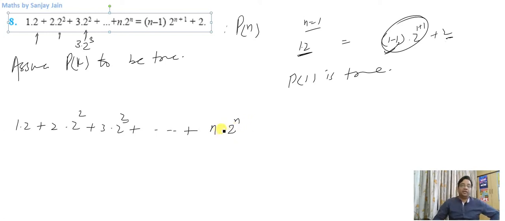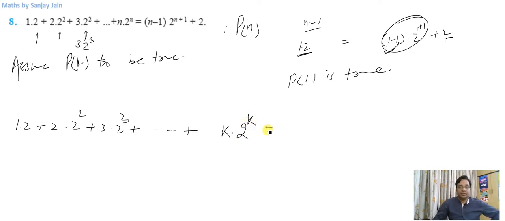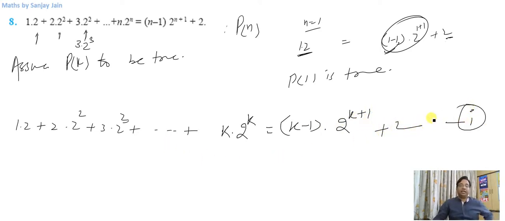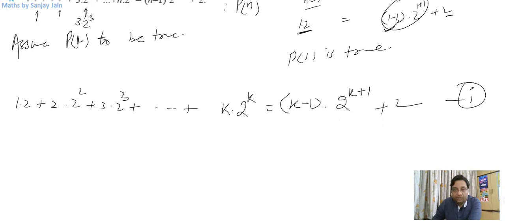Okay, and I wanted to write the term for p of k, so let me write it as k into 2 raised to power k. So this will be k into 2 raised to power k here, and on the right hand side I'll have k minus 1 into 2 raised to power k plus 1, plus 2. Now this is my equation number 1, and I want to prove that p of k plus 1 will be true. So using this I'll prove it.